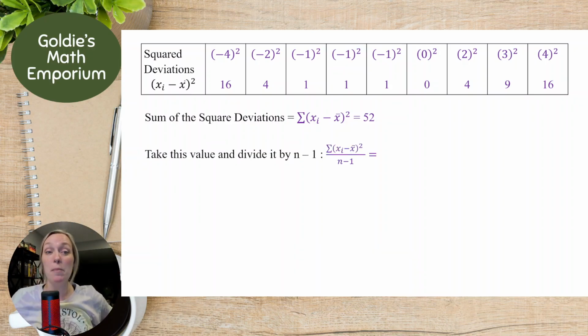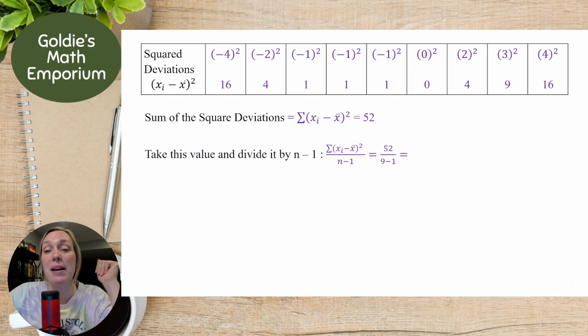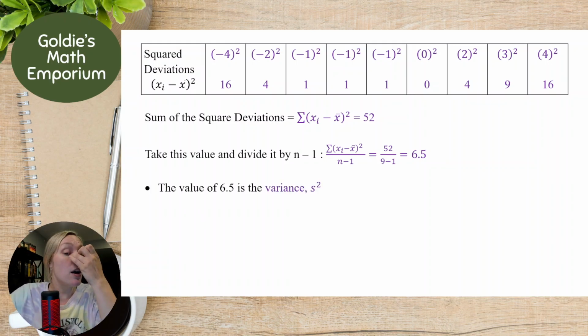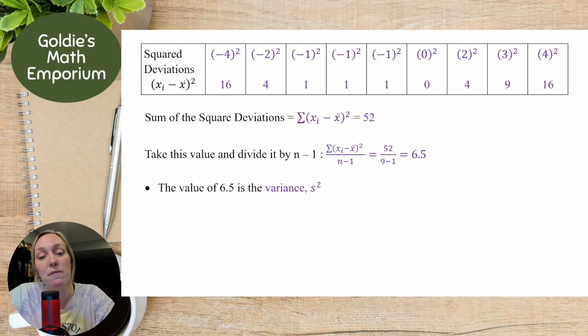We're going to take the sum of the squared deviations and divide by n minus 1. We had 9 students, so we're going to subtract 1 to get 8. And then we're going to take 52 divided by 8. We get 6.5. So Goldie, we get 6.5. That is the average of the squared deviations. That value, 6.5, is actually what we call the variance.